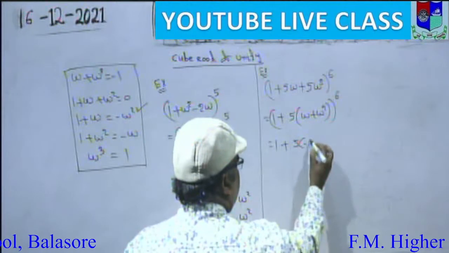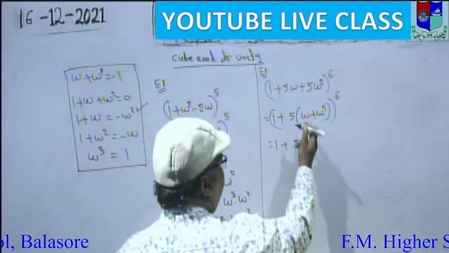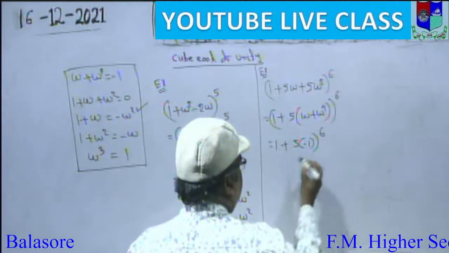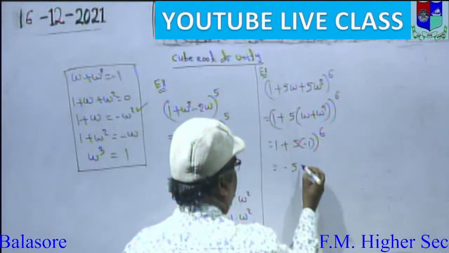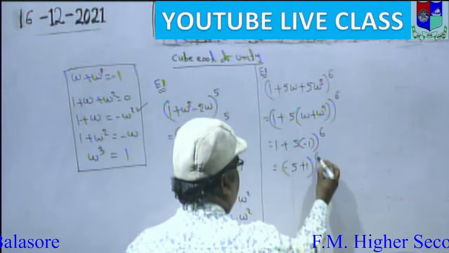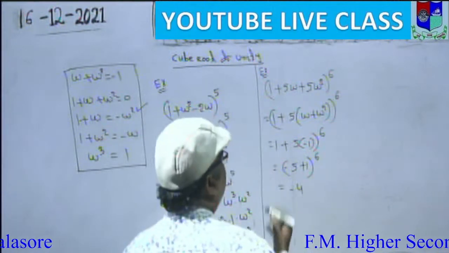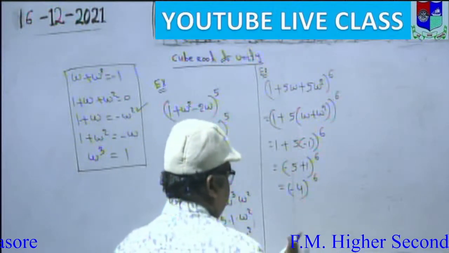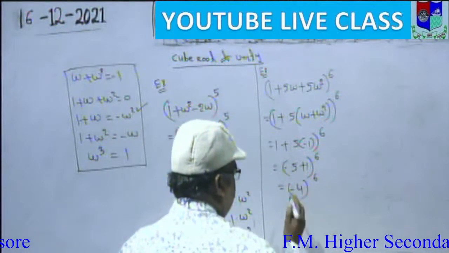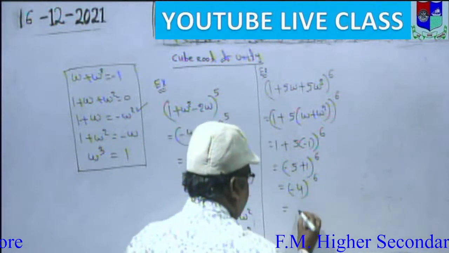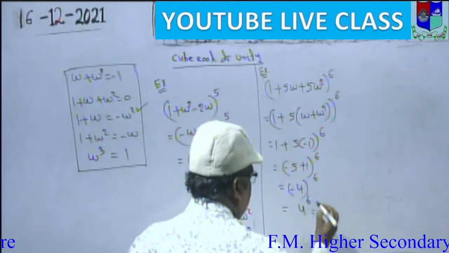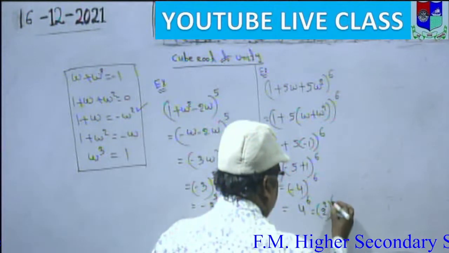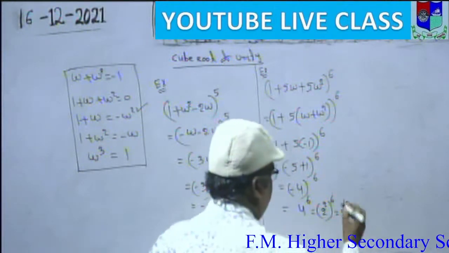Omega plus omega square is minus 1, whole to the power 6. So it is minus 5 plus 1 to the power 6. It is minus 4 to the power 6. This is 4 to the power 6, or we write 2 to the power 2 to the power 6, that is 2 to the power 12, like this.